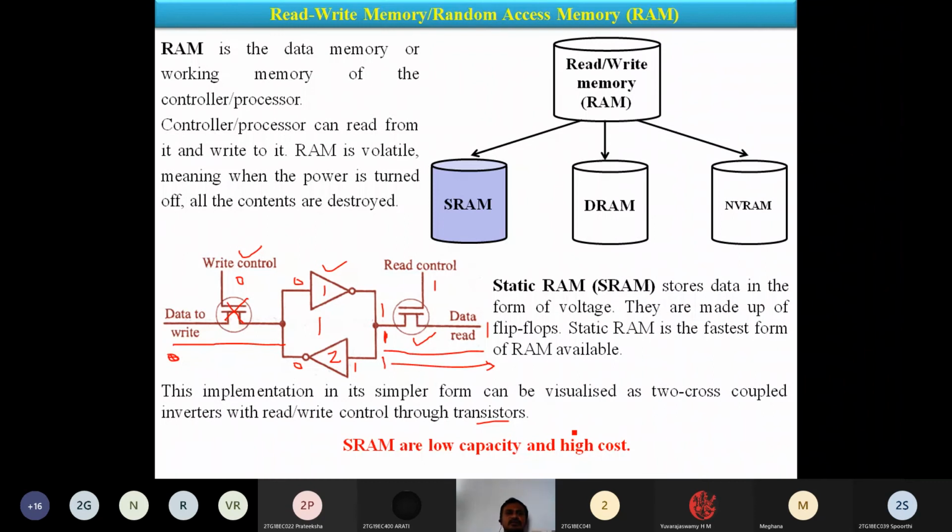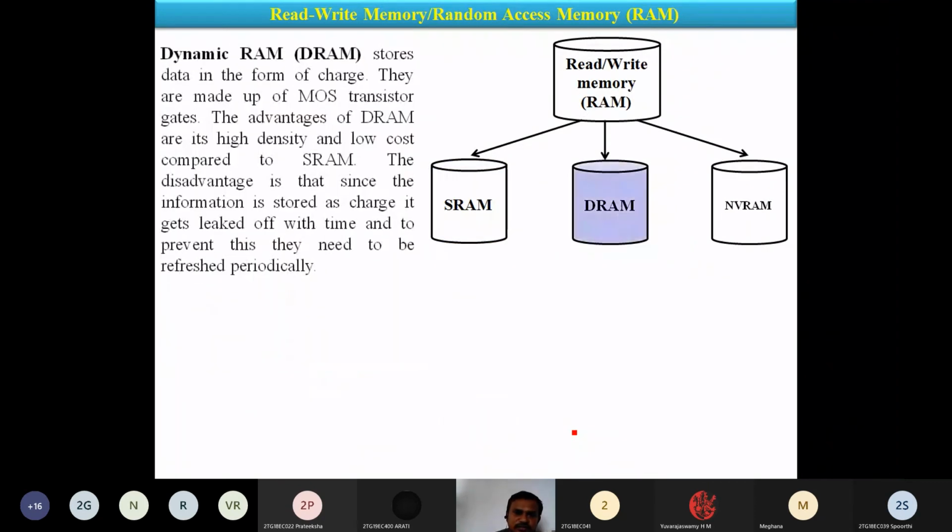If you go for dynamic RAM, it stores data in the form of charge, not voltage, in the form of charges. They are made up of MOS transistors, metal oxide field effect transistors, and the advantage of this dynamic RAM is its high density and low cost compared to static RAM. The disadvantage is that since the data is stored in the form of charges, not as voltage. In SRAM, voltage is there as long as the power is there. What about DRAM? It is going to store the data in the form of charges.